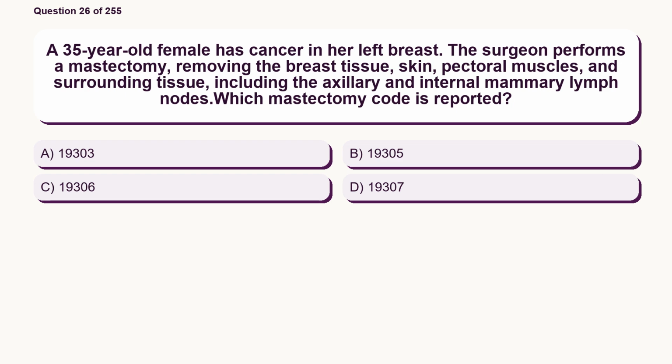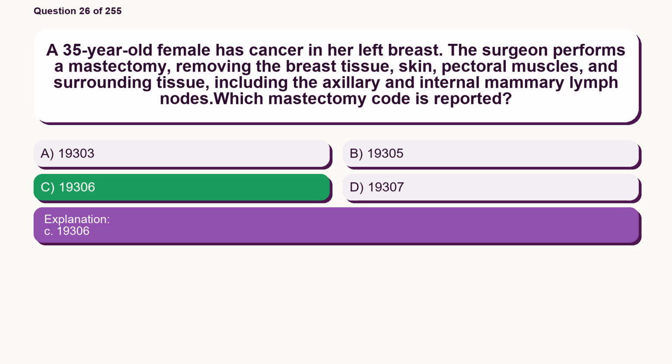Question 26. A 35-year-old female has cancer in her left breast. The surgeon performs a mastectomy, removing the breast tissue, skin, pectoral muscles, and surrounding tissue, including the axillary and internal mammary lymph nodes. Which mastectomy code is reported? Option A, 19303. Option B, 19305. Option C, 19306. Option D, 19307. The correct answer is option C, 19306. C, 19306.